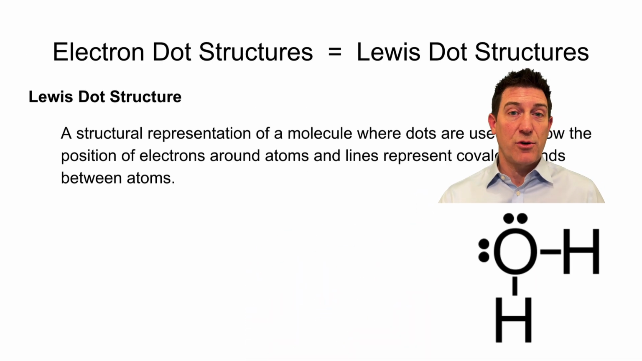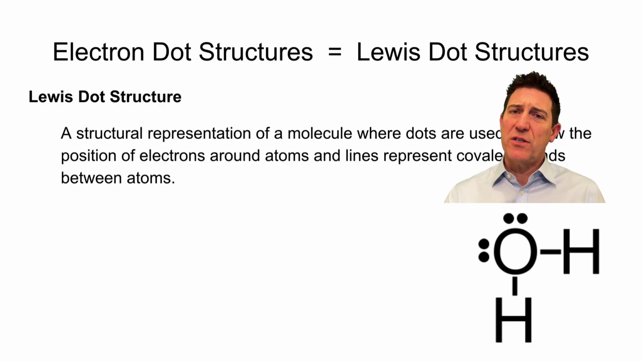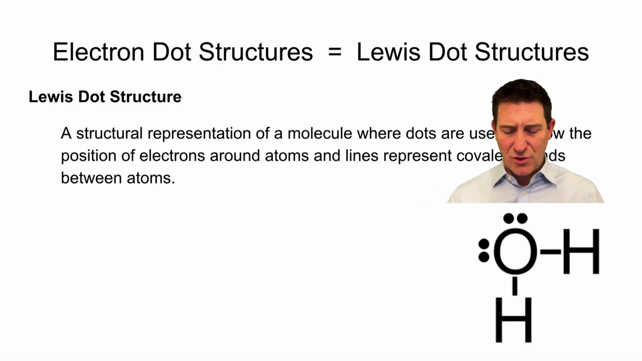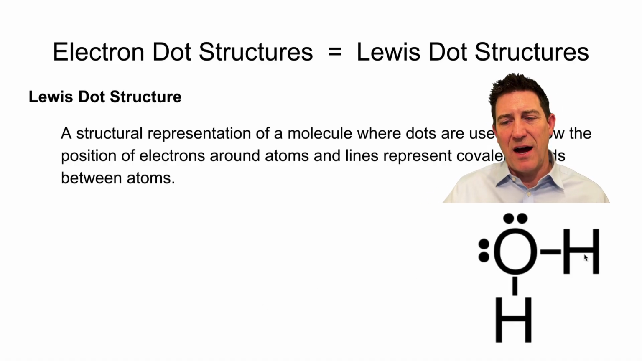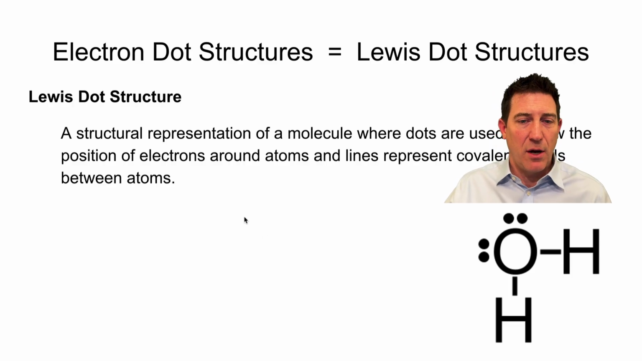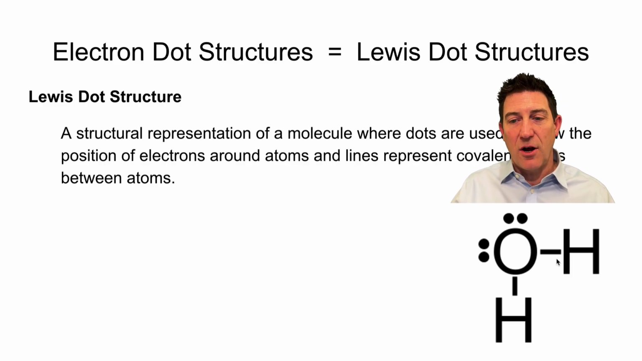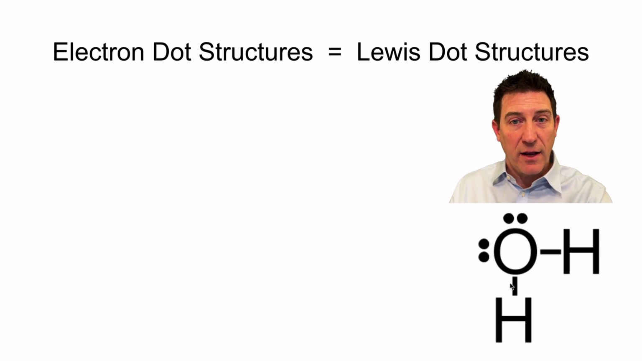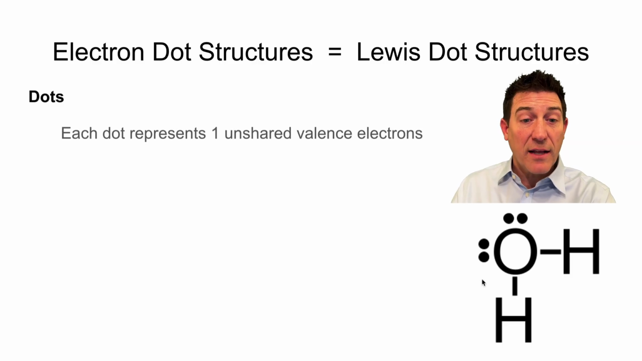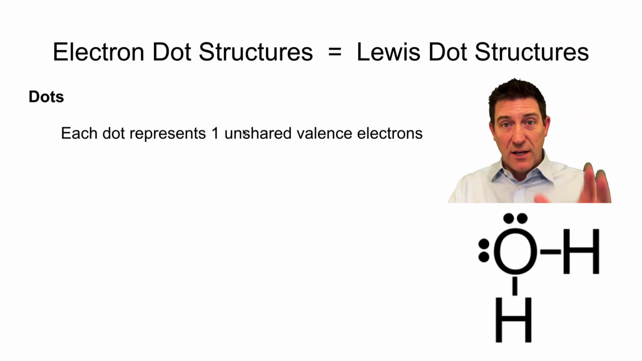Sometimes you'll hear Lewis dot structures referred to as electron dot structures. I'm going to call them Lewis dot structures because officially a Lewis dot structure is really where we're not just using dots, we're using these lines to represent bonds. So a Lewis dot structure is a structural representation of a molecule where dots, like these right here, are used to show the position of electrons around an atom, and lines are used to represent covalent bonds between atoms, or the sharing of electrons.